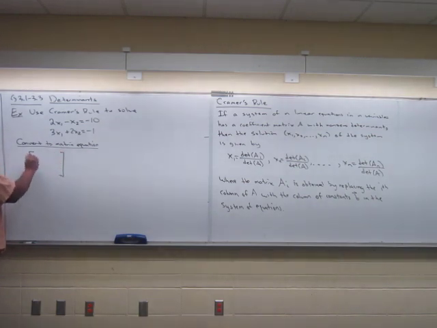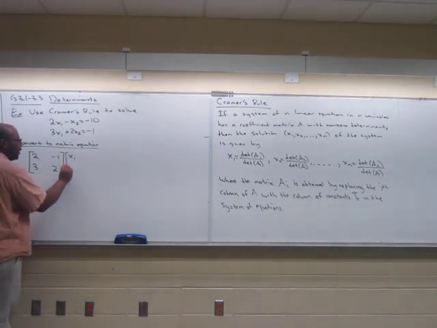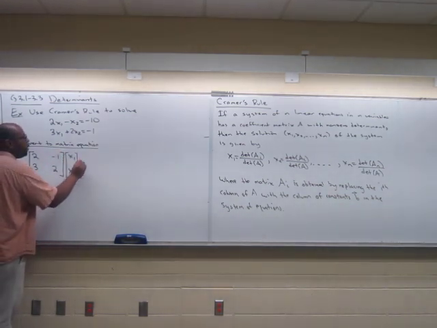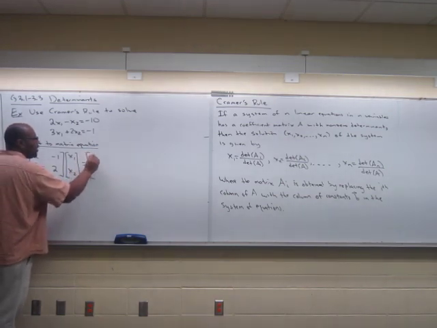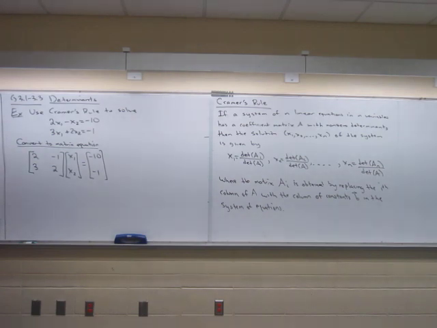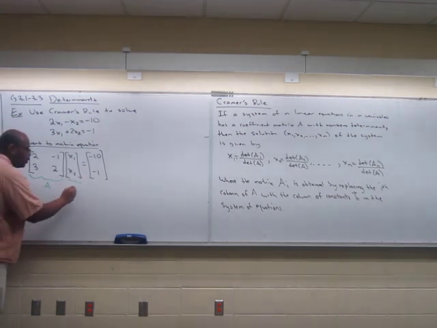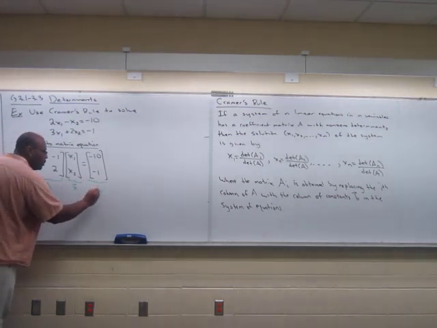Okay. My matrix equation looks like this. I have 2, -1, 3, and 2, times x1, x2, equal to -10 and -1. Here's my matrix A, my coefficient matrix. Here's X, what we're trying to solve for. Here's B.